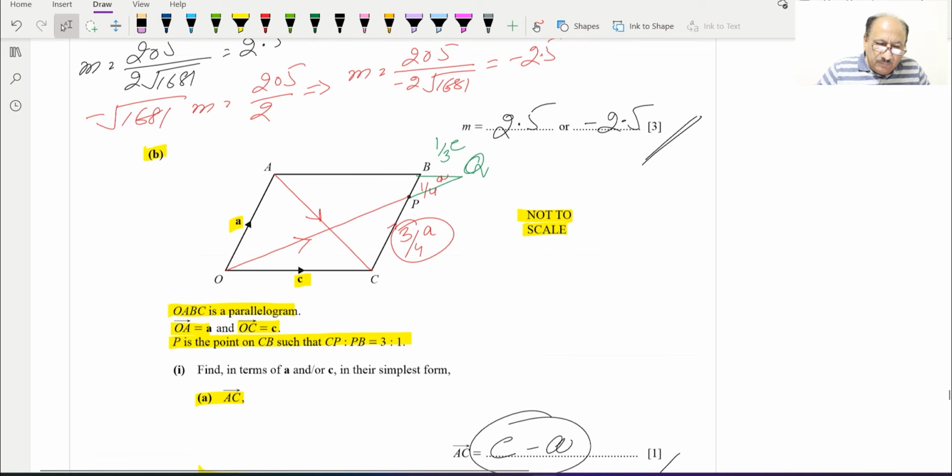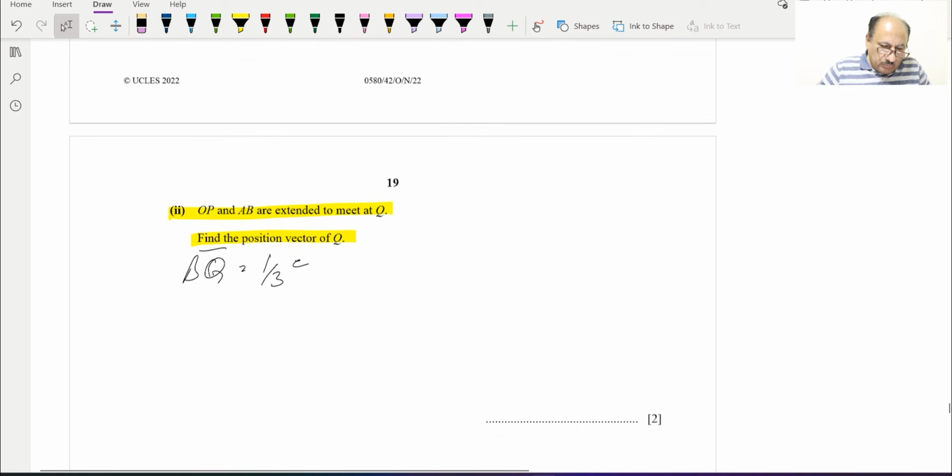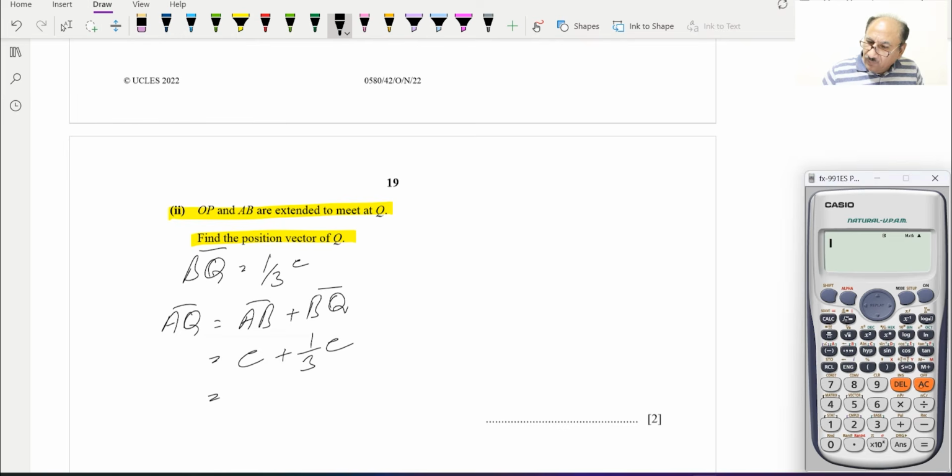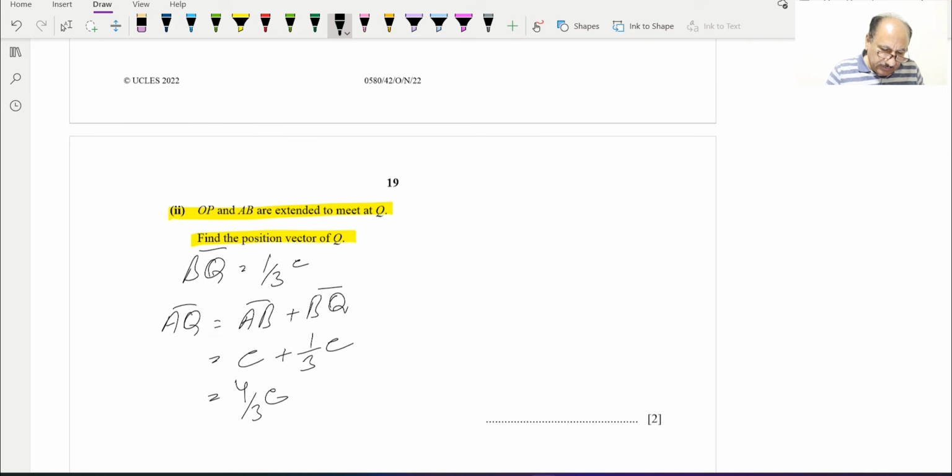AQ is equal to AB plus BQ. BQ value we just found, and AB is C, so it will be C plus 1 by 3C, and we can add 1 plus 1 over 3, and this is equal to 4 by 3. So 4 by 3C, this will be AQ.